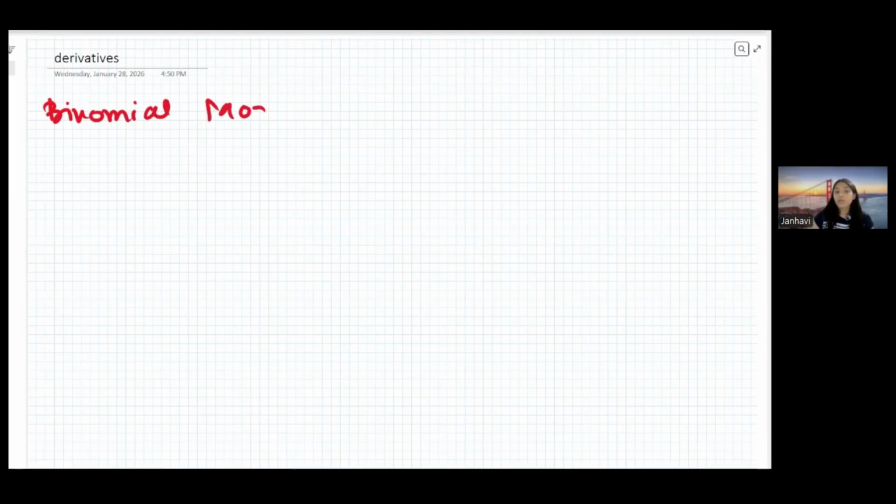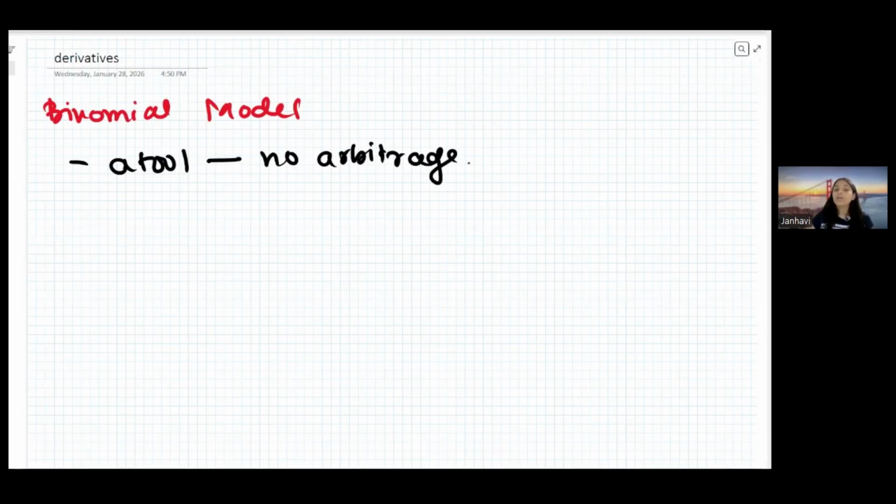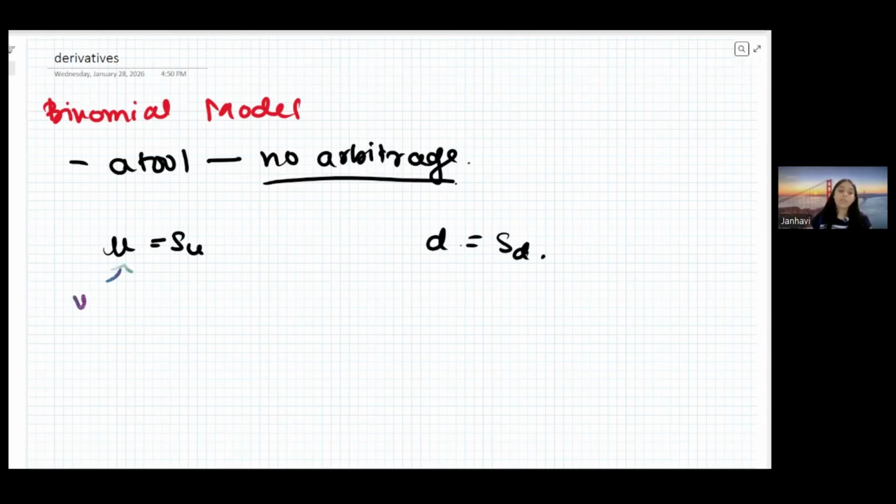Now what is this model? It is a tool to calculate the no arbitrage value of a derivative. The word no arbitrage is important, okay? It is technically based on a simple idea that in a given period the current price will either go up or go down. This up is written as SU and this down is written as SD. The up is called the uptick and the D is called the downtick.